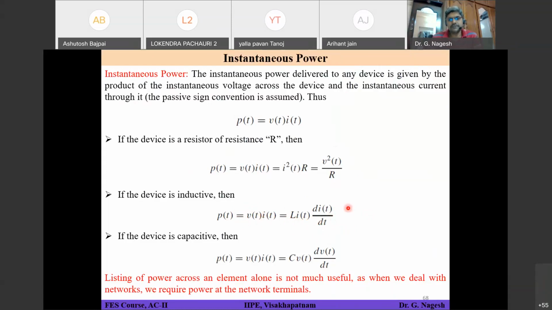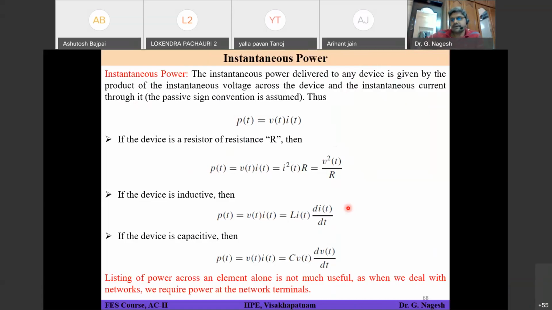Even if you deal with phasors, you can convert the voltage and current across an inductor into the equivalent time domain function and place that I of t in this expression. Then you can get the instantaneous power delivered to the inductor. Similar to that, you have the capacitor. P of t is given as V of t into I of t, which is C into V of t into derivative of V of t with respect to t. So these are the expressions for power across the different elements.